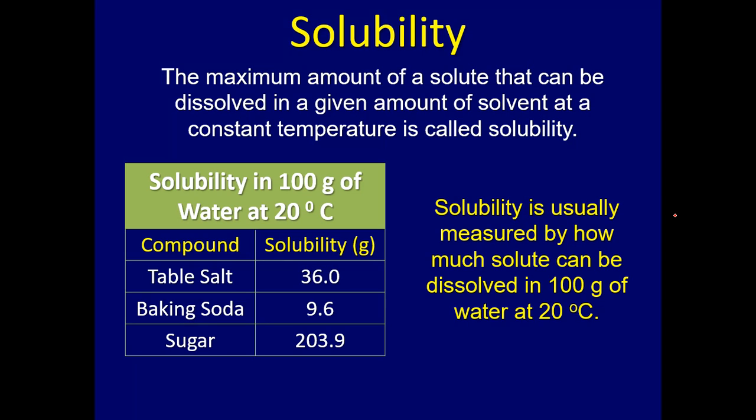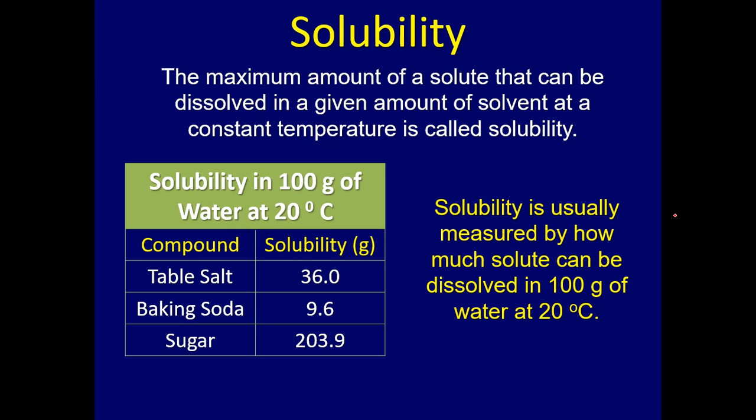All right, so solubility is usually measured by how much solute can be dissolved in 100 grams of water at 20 degrees Celsius. The 20 degrees Celsius is key because that's room temperature. The 100 grams of water is key because a good thing about the metric system and about water is that 100 grams of water equals 100 milliliters of water.